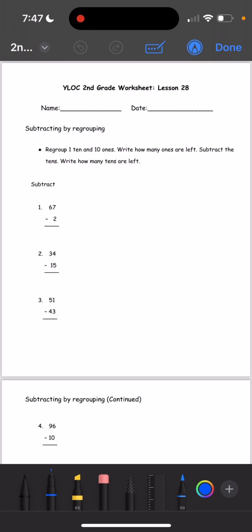Welcome to lesson 28 of the second grade worksheet, and today we're going to learn subtracting by regrouping. It says, regroup 1 ten and 10 ones. Write how many ones are left. Subtract the tens, write how many tens are left. Alright, so let's look at number 1.